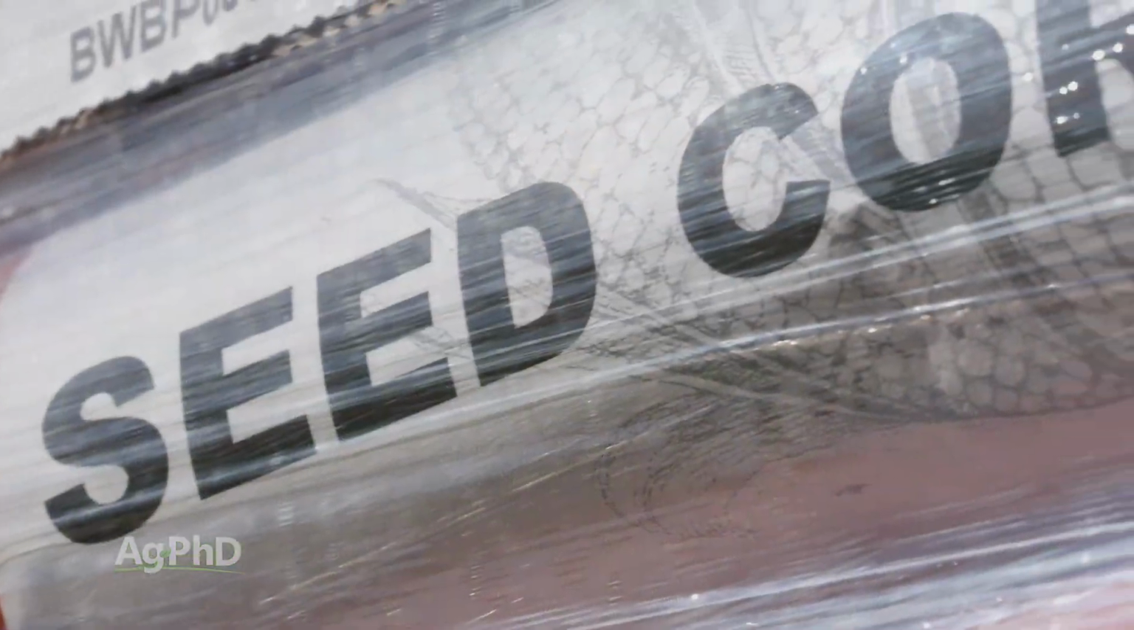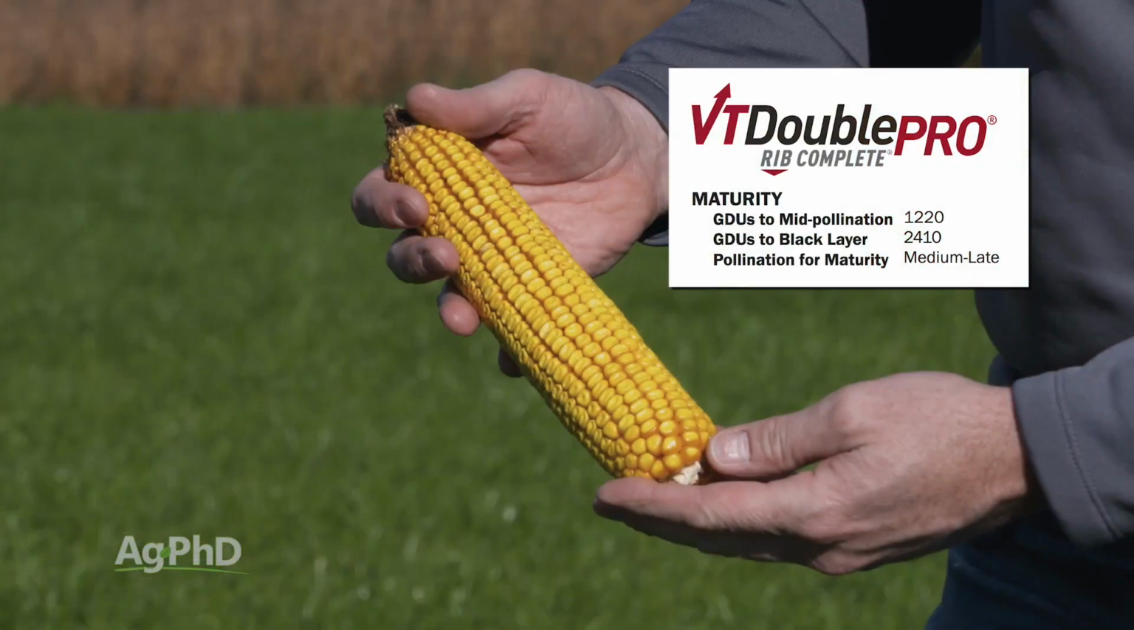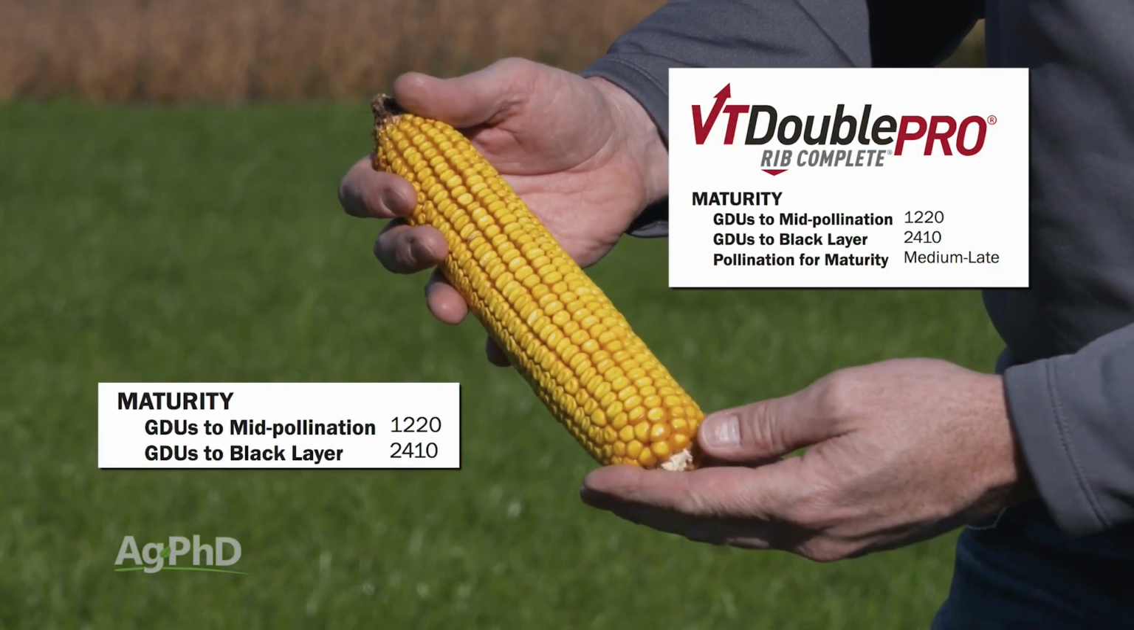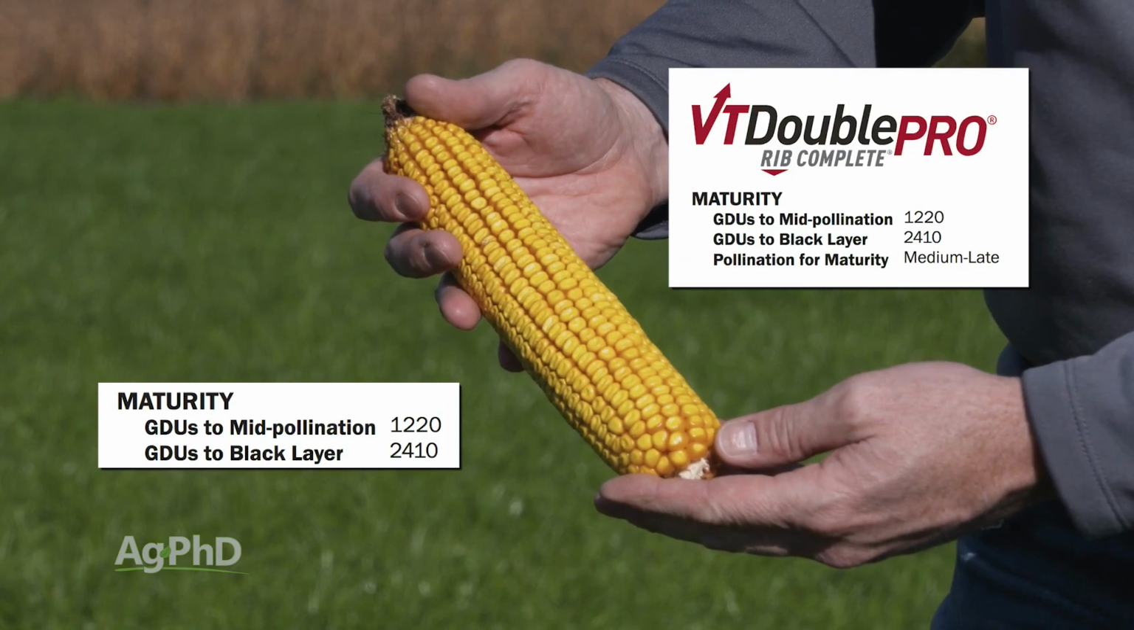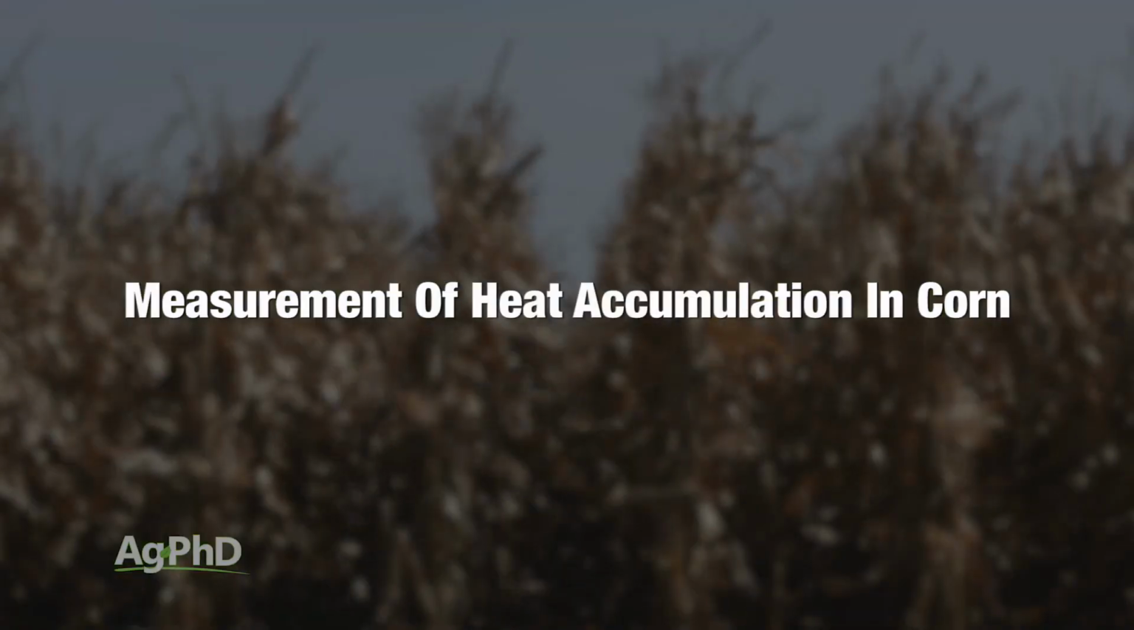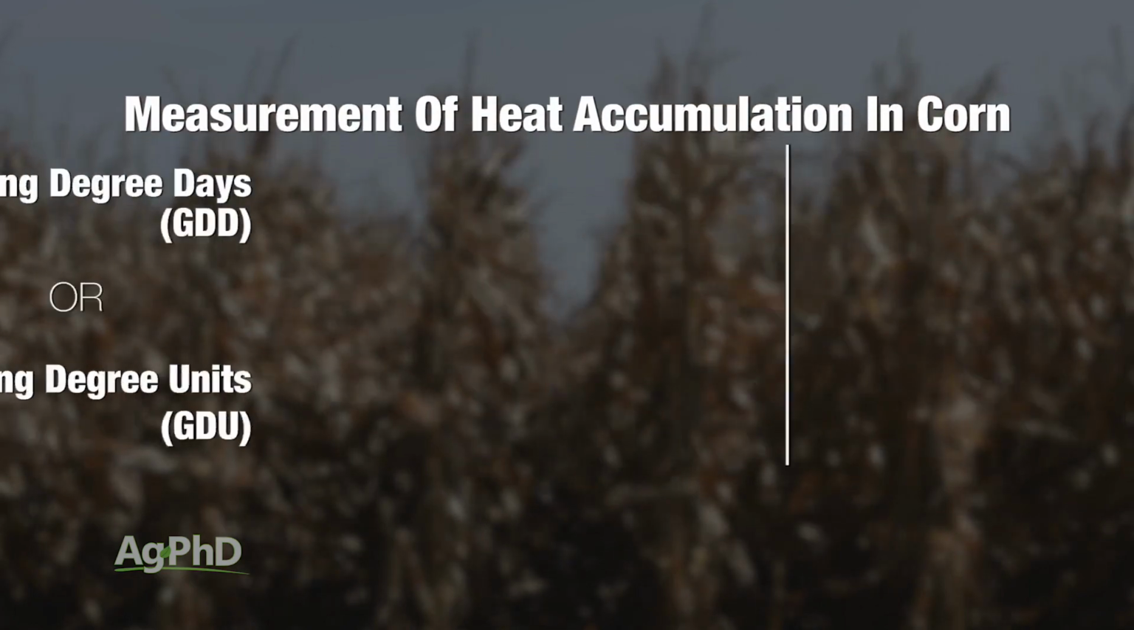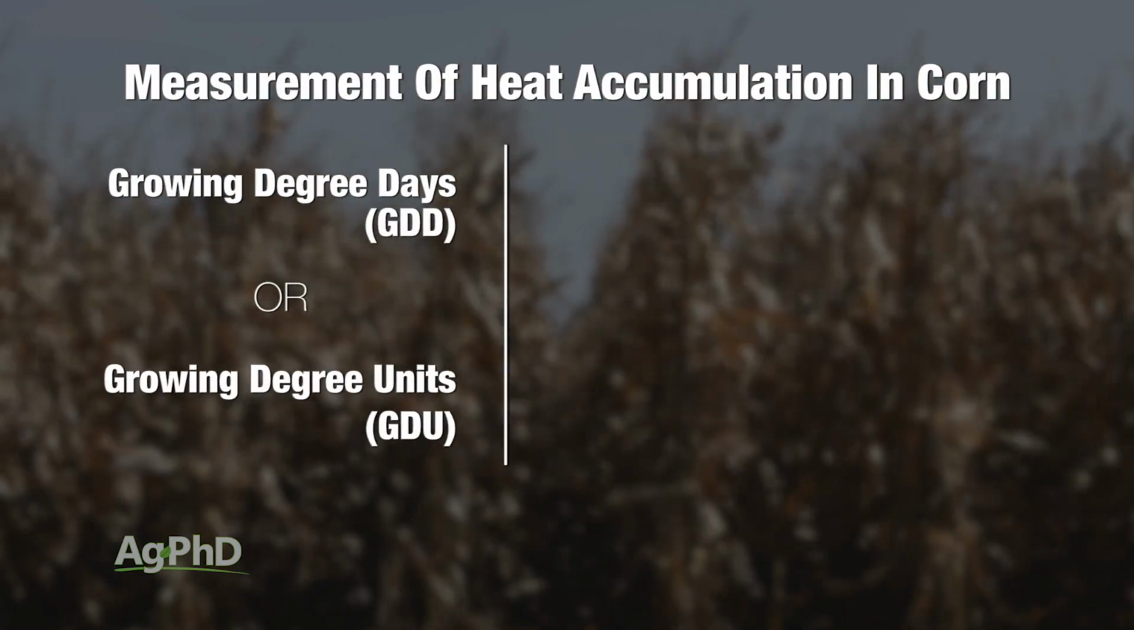So the seed corn companies, as they sell corn hybrids to farmers, will rate their hybrids based on how much heat those hybrids need to accumulate during the season to reach maturity. In order to measure exactly how much heat a corn plant has had to reach maturity, there is something called growing degree days or growing degree units.